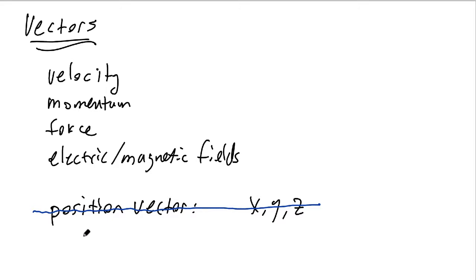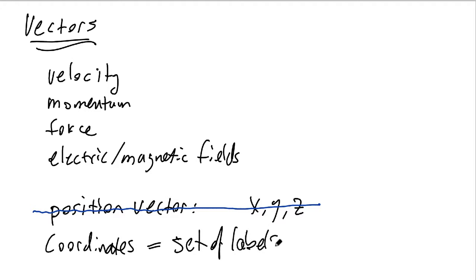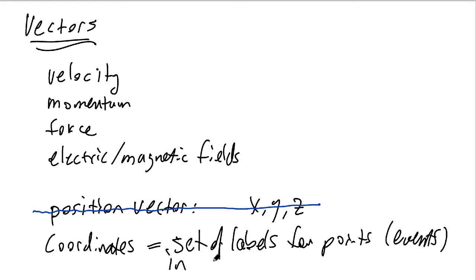All right? We do use coordinates, of course. We use coordinates to label points in space or space-time, but that's all they are. They're a set of labels. Coordinates are a set of labels for points or events in space or space-time.